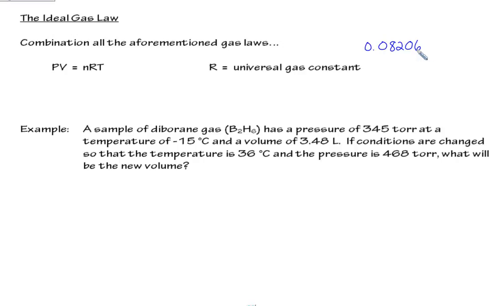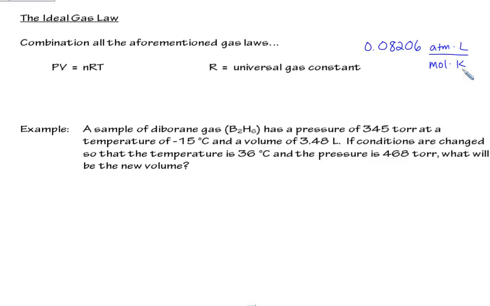0.08206, and this would be atmospheres, liters per mole Kelvin. So this is the version that I would use when my pressure is in atmospheres. That also means that n stands for moles, not grams. So if you're given grams, you've got to switch it to moles.